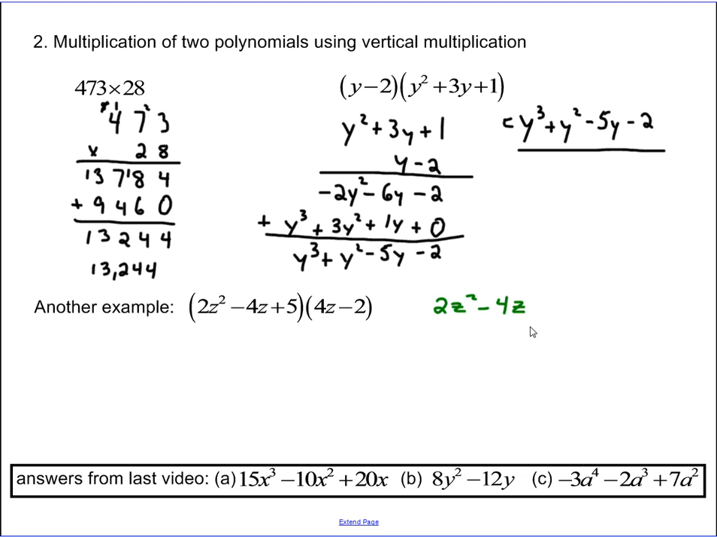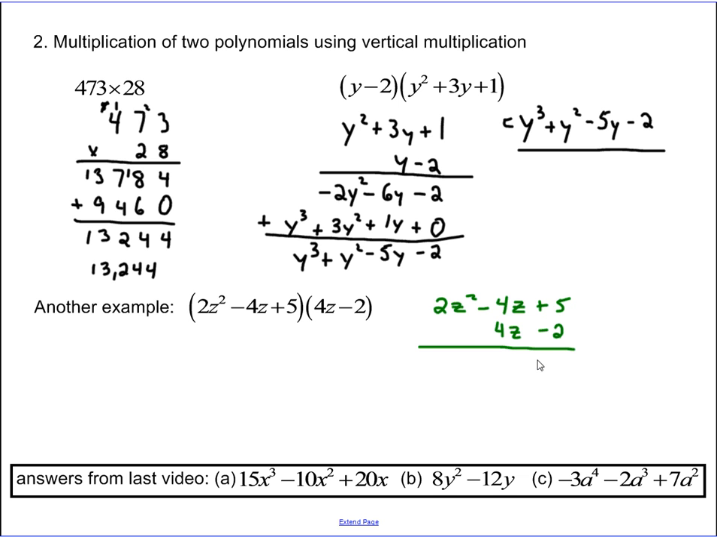I don't know about you, but it helps me to keep it from getting mixed up with a 2, and that's really easy to do if your variable is z, so be careful there. Plus 5. We're going to multiply that by positive 4z minus 2. So when we line it up, here's what I get.